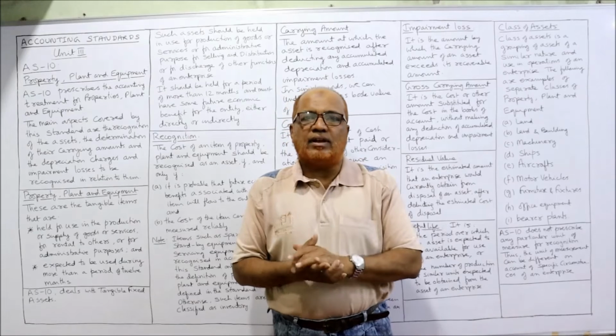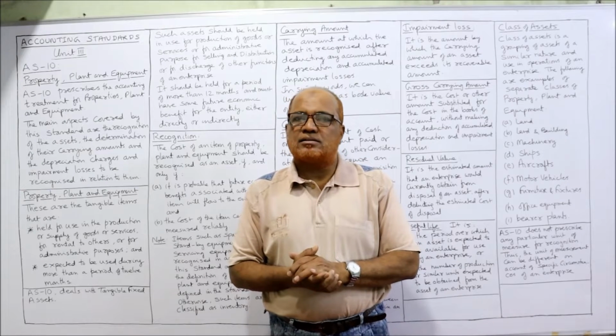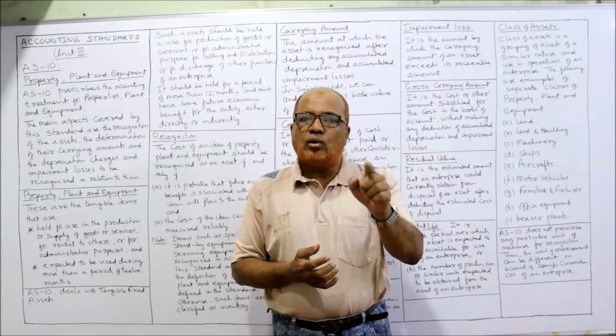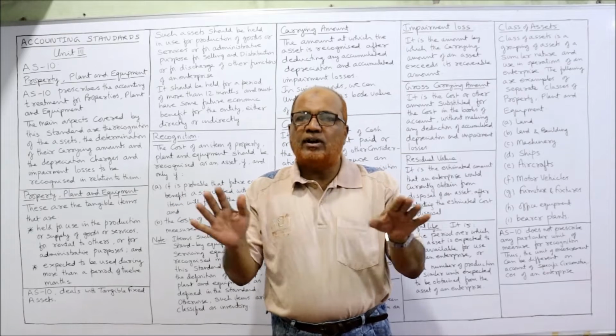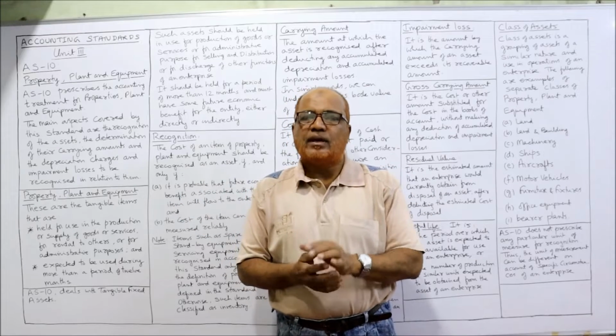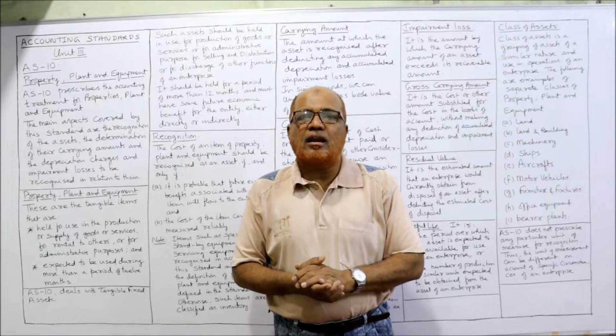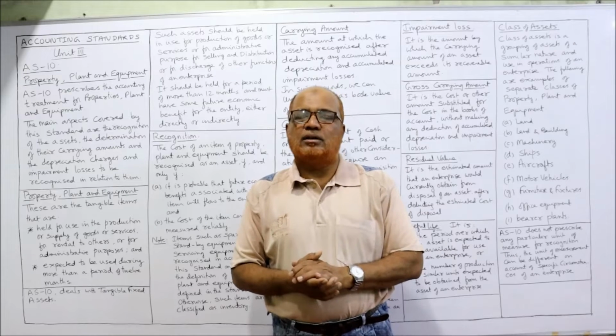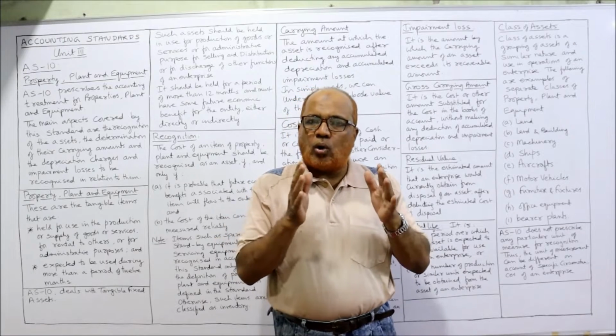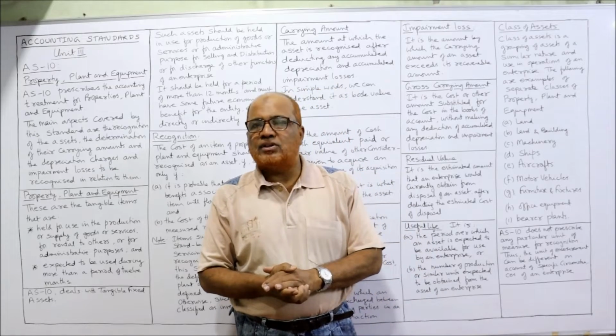Then AS7, construction contracts. AS8, accounting for research and development, again withdrawn. AS8 is not there. Then AS9, revenue recognition. These are the accounting standards I have already completed in the previous videos.